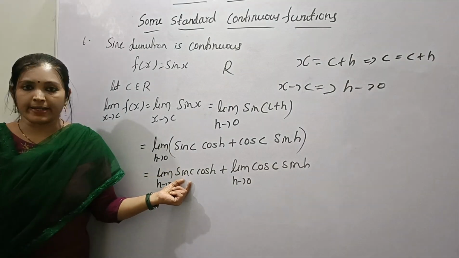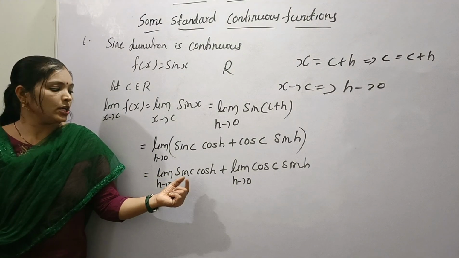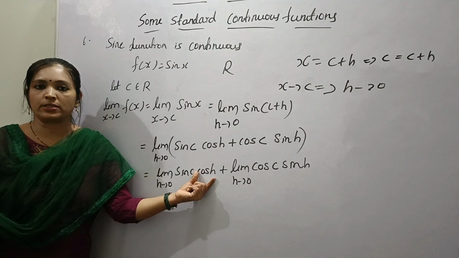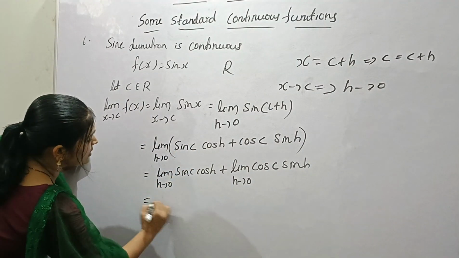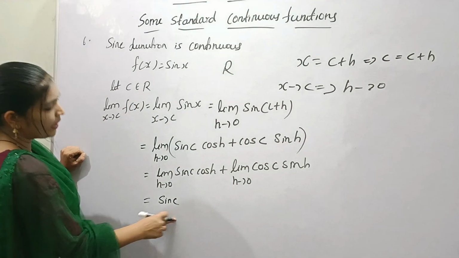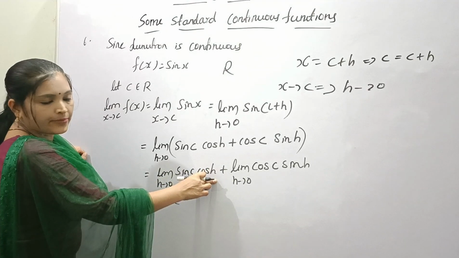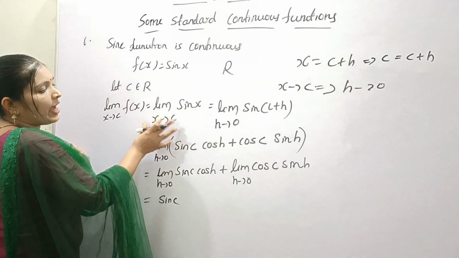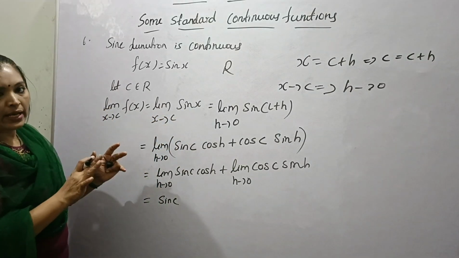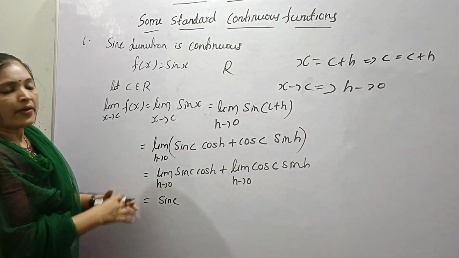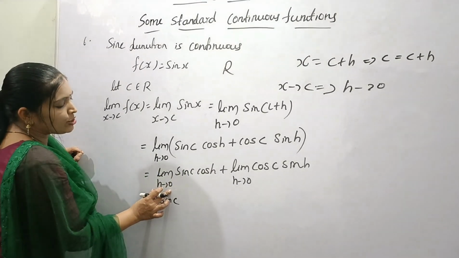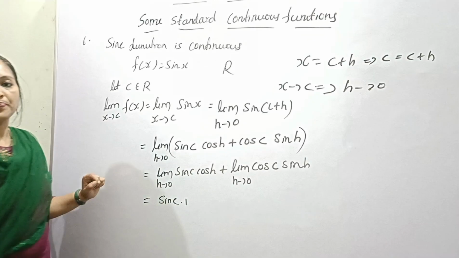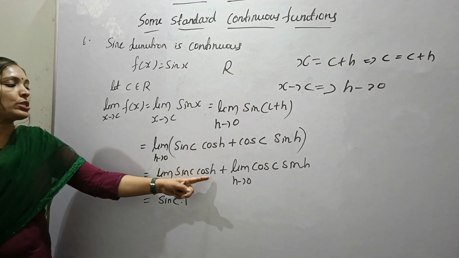Here sin c is a constant. The only variable is h, in cos h. So we have to apply the limit only for cos h. Since sin c is constant, we take it out: sin c into limit h tends to 0 cos h. Here we substitute h is equal to 0. We have taken x tends to c, any real number, but here we can substitute and find the values. What is cos 0? 1. So sin c into 1.